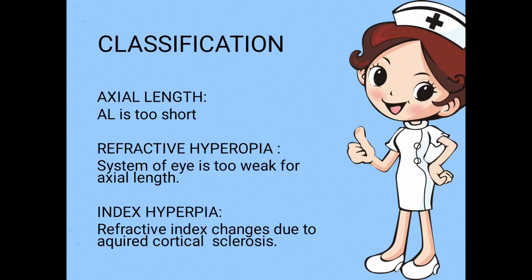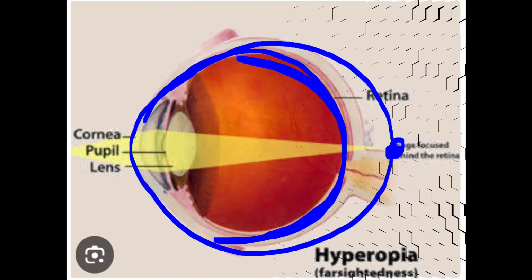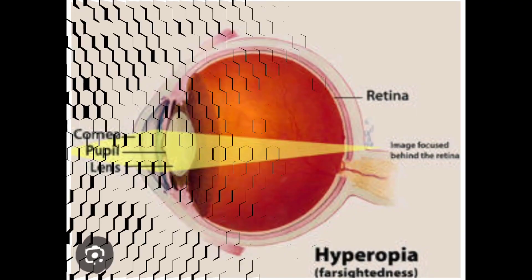Index hyperopia. In the case of index hyperopia, the refractive index changes. It changes due to acquired cortical sclerosis. Sometimes cortical cataract and different types of cataracts are also there, which affect the lens refractive index, due to which the person becomes more hyperopic. In the case of nuclear sclerosis, the person becomes myopic, and in the case of cortical cataract, the person becomes hyperopic.